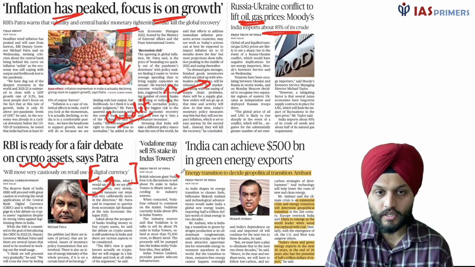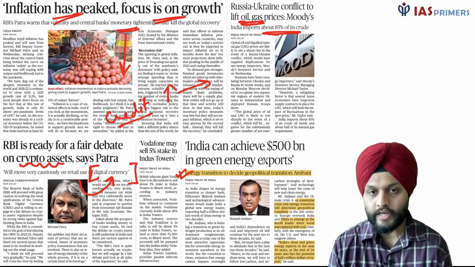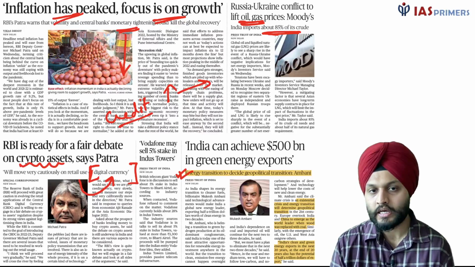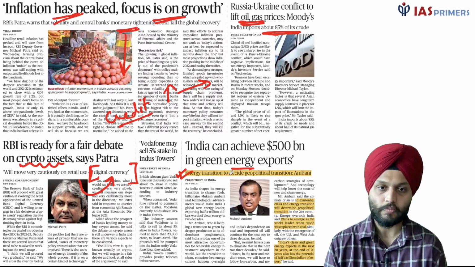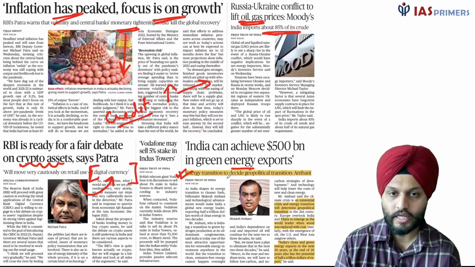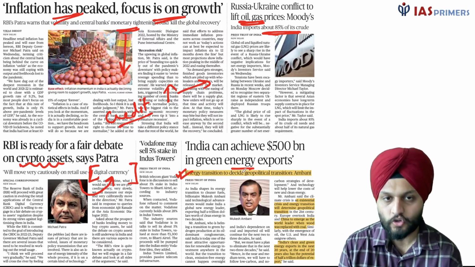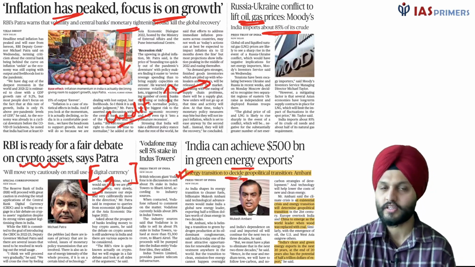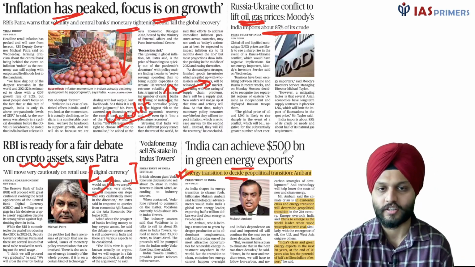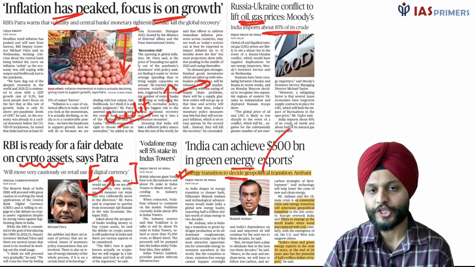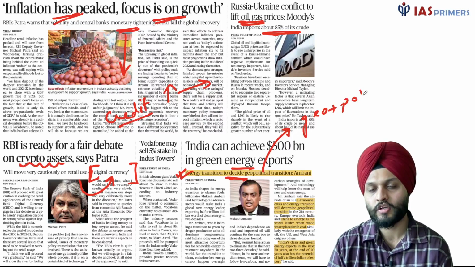Now this is something that is important. India can achieve $500 billion in green energy exports. So what he's saying is that energy transition will decide geopolitical transition, and this is what is drawing my attention like anything. Okay, so what is geopolitics? Geography and politics coming together.